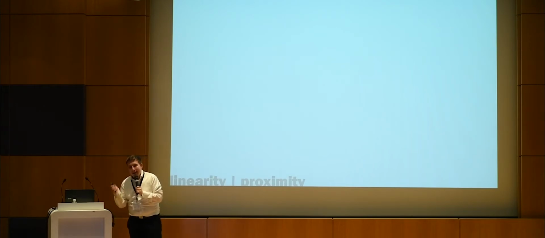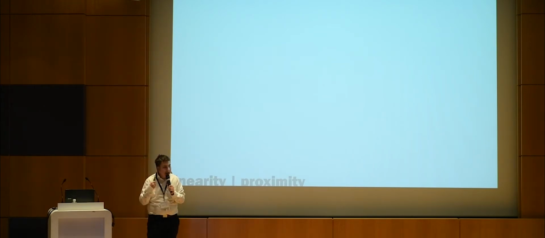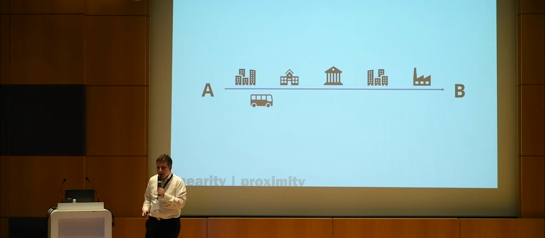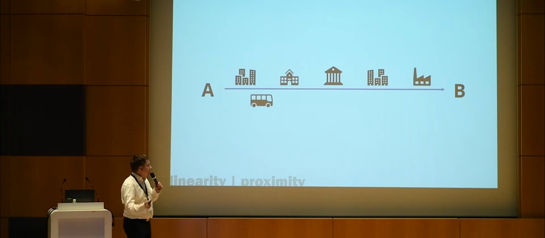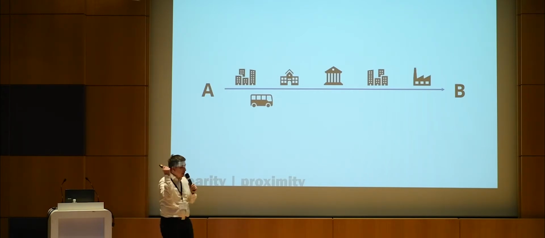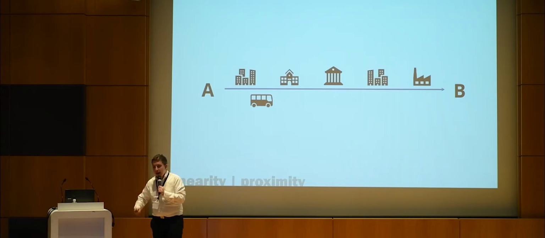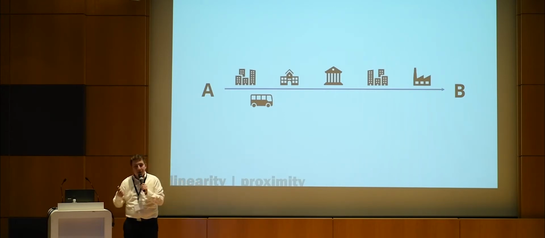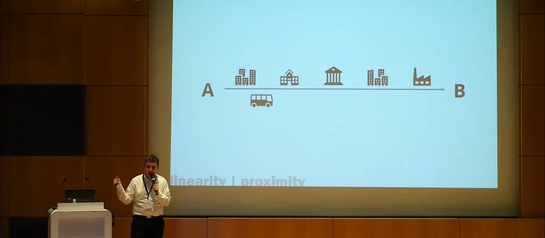Now a little bit about the linearity and proximity, and here we're getting closer to the stuff that you might have heard before already from other speakers. So normally, like a normal public transport service that goes from one place in the city to another place of the city, goes like that and then passes a lot of different things like residential, shopping malls, other activity centers, industrial areas.